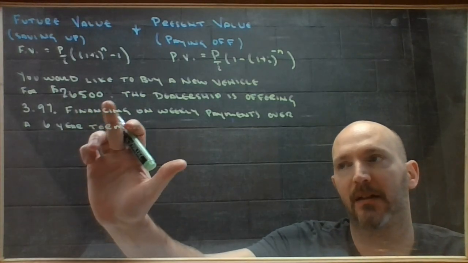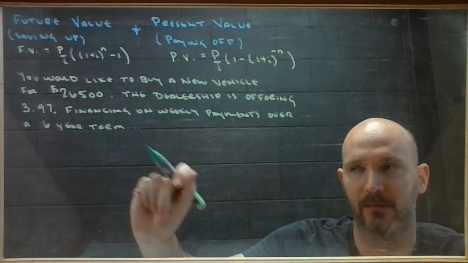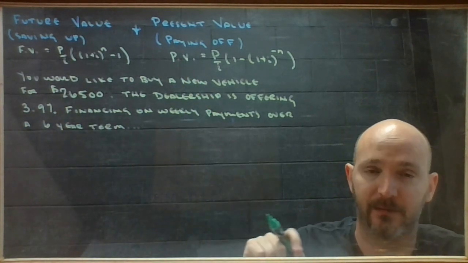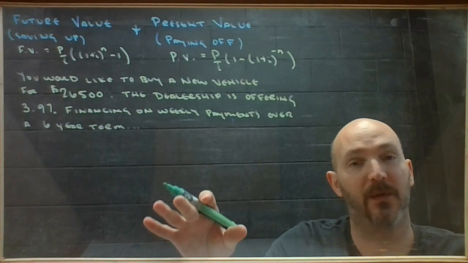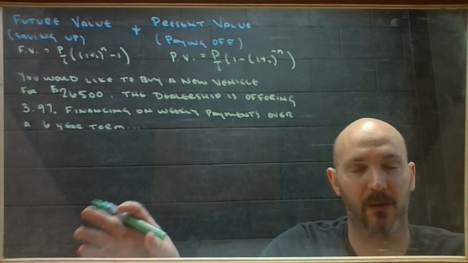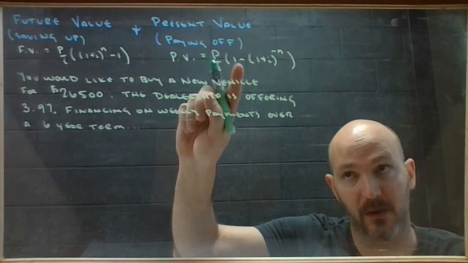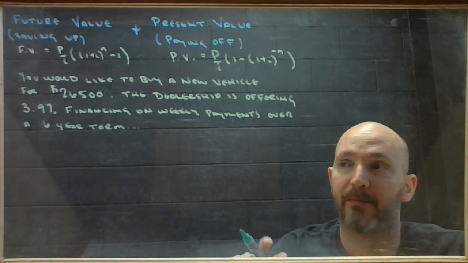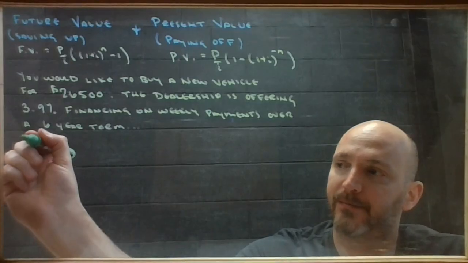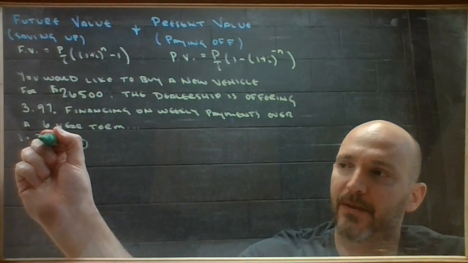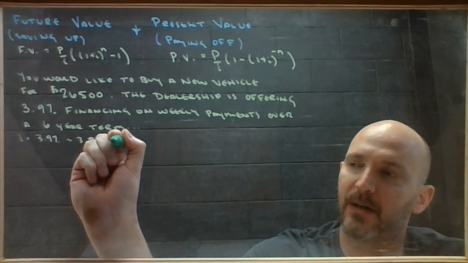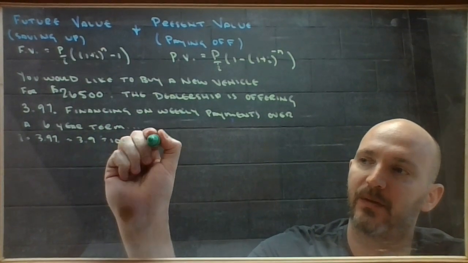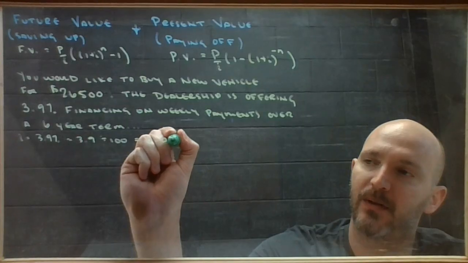Well, we've got a large amount of money now, so that's a present value. Not a future value, because the amount I owe on the car, hopefully in the future, is 0 because I will have paid it off. So it's not one of these. It's going to be one of those. I'm going to need an I value. I've got 3.9%, which is 3.9 divided by 100, which gives you 0.039.